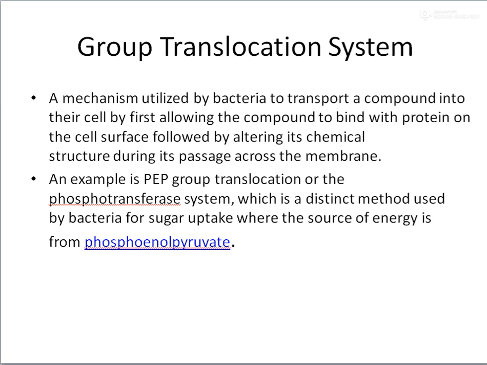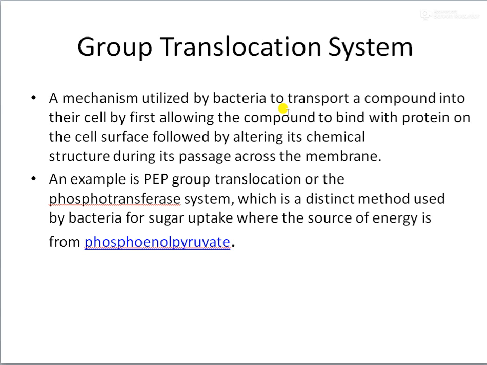Now the next one we have is the group translocation system. Do remember, this is also a type of active transport, so we require energy over here. The mechanism in this system mainly involves the transport of the compound into the cell by first allowing the compound to bind with a protein on the cell surface, followed by altering its chemical structure during its passage across the membrane. So the substance which has to be transported binds to the plasma membrane, undergoes some modification, and then moves across the membrane.